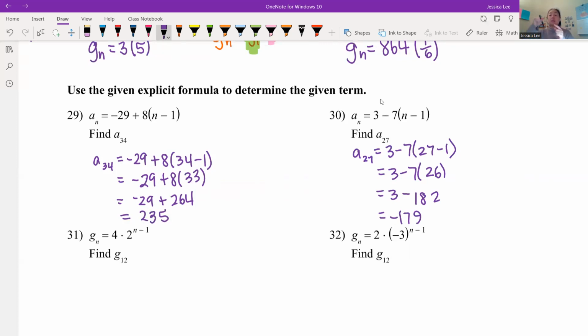So if you're going to keep on subtracting 7, you start with 3. On the 27th one, the number is going to be negative 179. See, saved so much work.